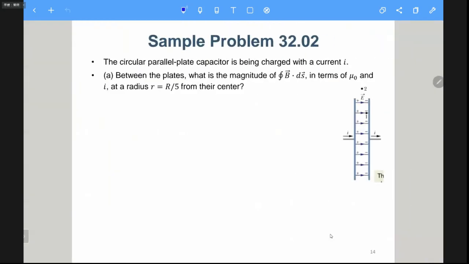Okay, let's see a sample problem. A circular parallel plate capacitor is being charged with the current I. Between the plates, what is the magnitude of the line integral of B dot ds, in terms of mu naught and I, at a radius r equals capital R over 5 from the center?